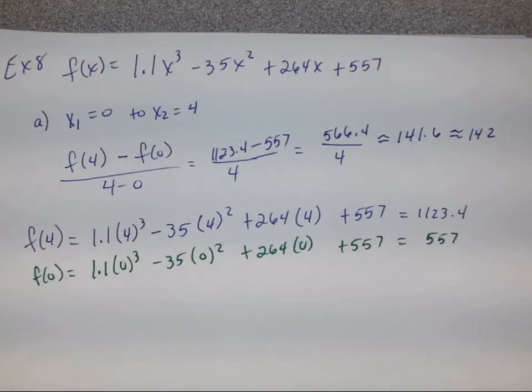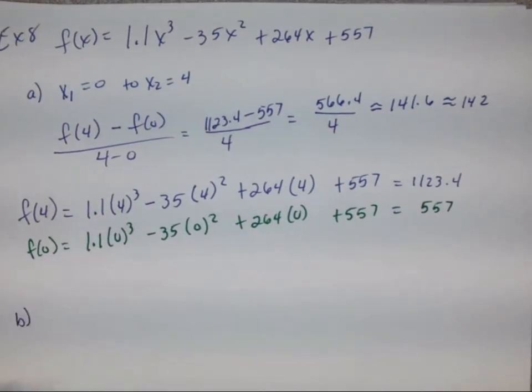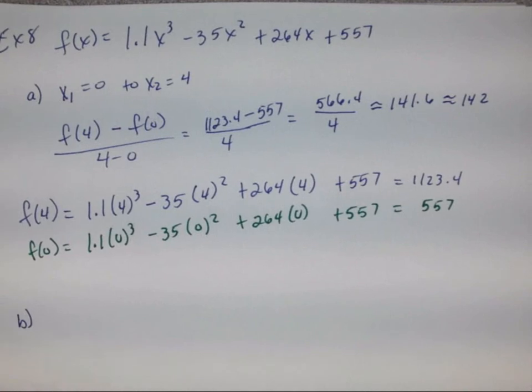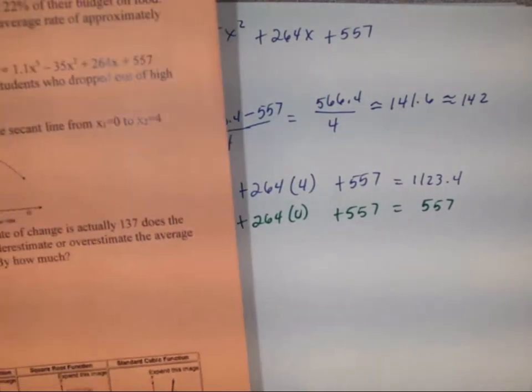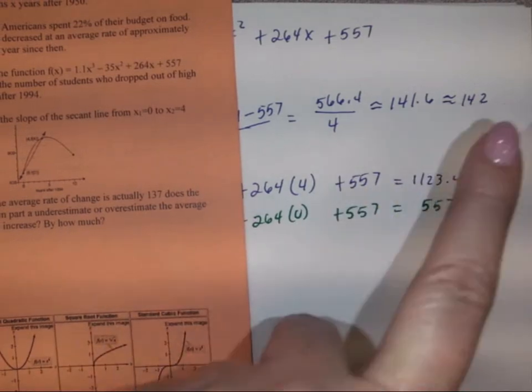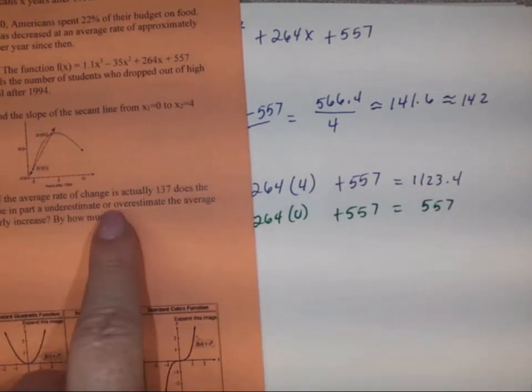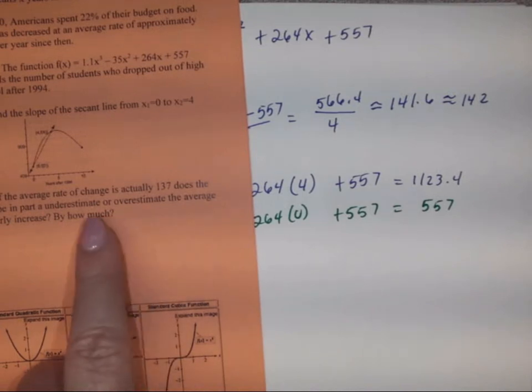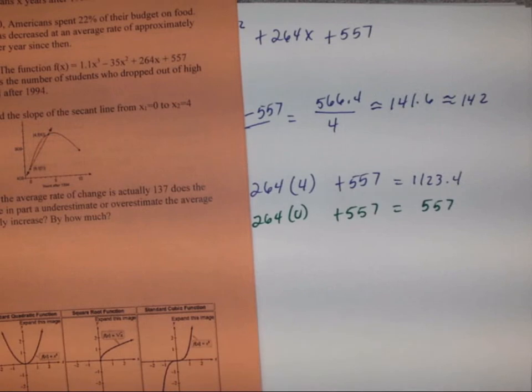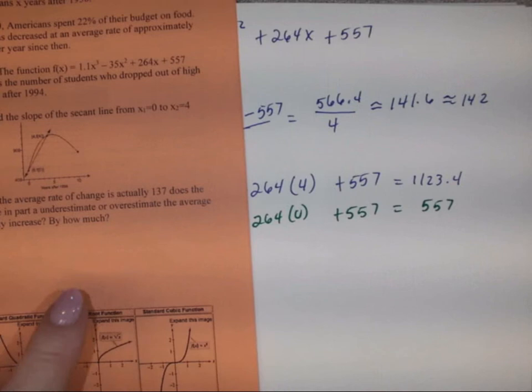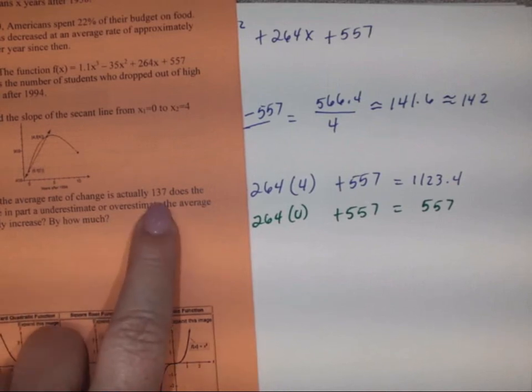So that's part A, and this was finding the slope. We want a whole slope, we don't want to do the partial. Part B asks, if the average rate of change is actually 137 and not 142, does the slope in part A underestimate or overestimate the average yearly increase, and by how much? We are actually talking about students, because we're talking about the number of students who are dropping out. So even though we're talking about the rate of change, we are talking about students. So 137 is the actual one.